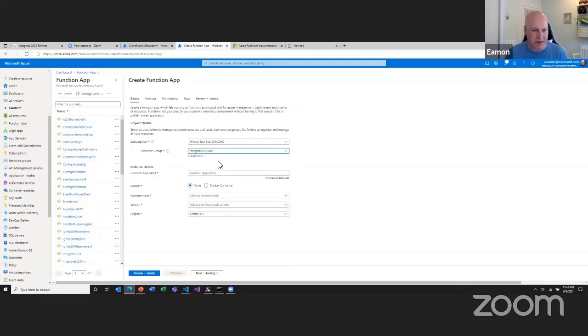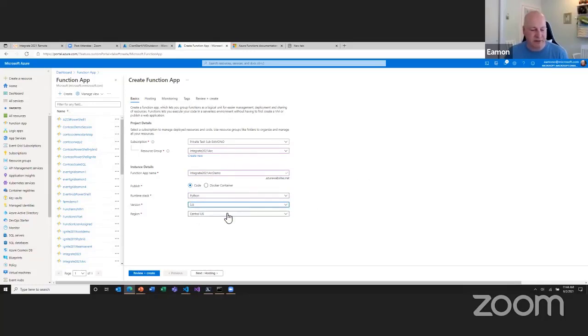So I'll pick my Integrate 2021 resource group, and I'll give it the name Integrate 2021 Arc demo. That's available, and then I'll pick a runtime stack. So again, the exact same developer experience that we offer if you're running in Azure, you can pick whichever one you like. So you could pick Python, you could pick a different version if that's the one you need.